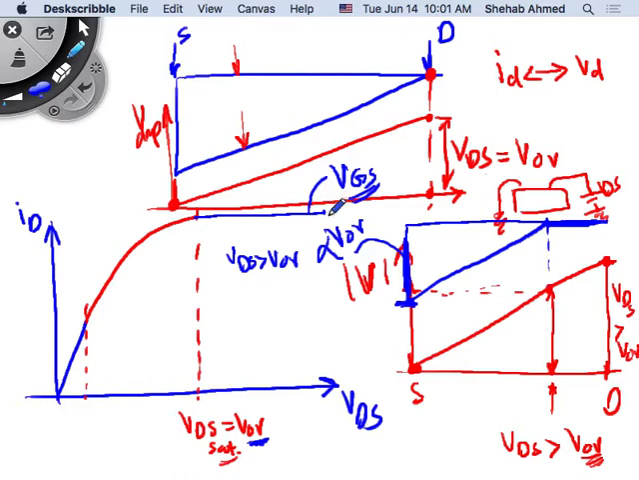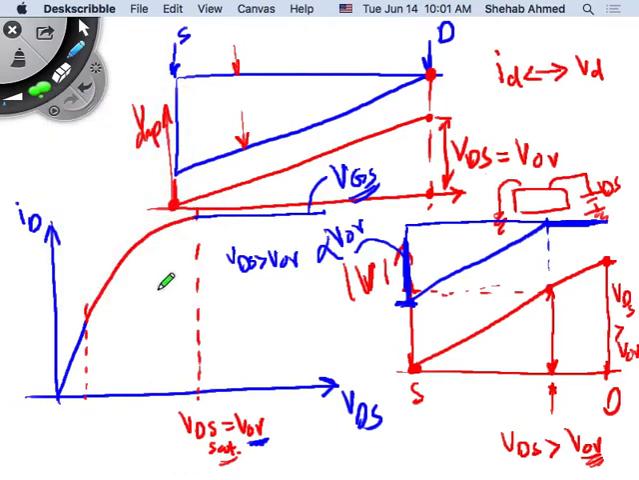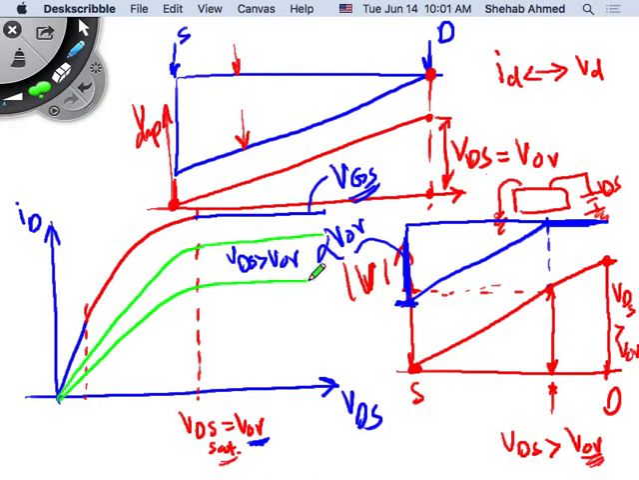Now let's say I change VGS, what happens? If I change VGS and I now sweep the characteristic again, I get something similar. I change VGS again, which means I change my overdrive voltage, which means I do this whole process again, and I will get similar but different characteristics here.